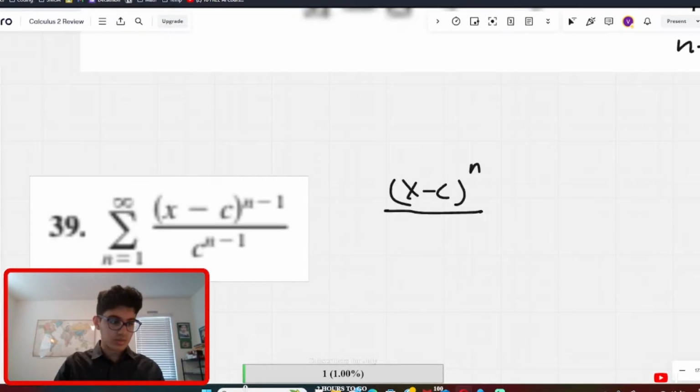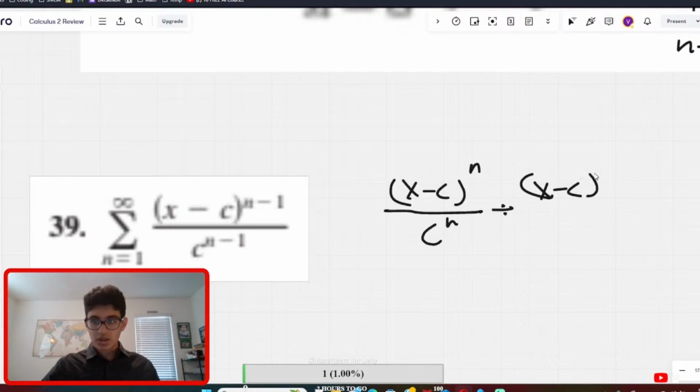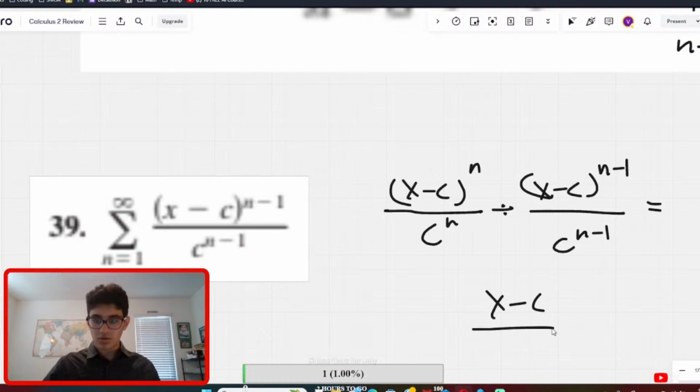Okay, because they mentioned something about k. So this is c to the n. You're dividing it by x minus c to the n minus 1 over c to the n minus 1. When you do this, you simply get x minus c over c. Right? Okay, now the thing is, over here you want this to be less than or equal to 1.